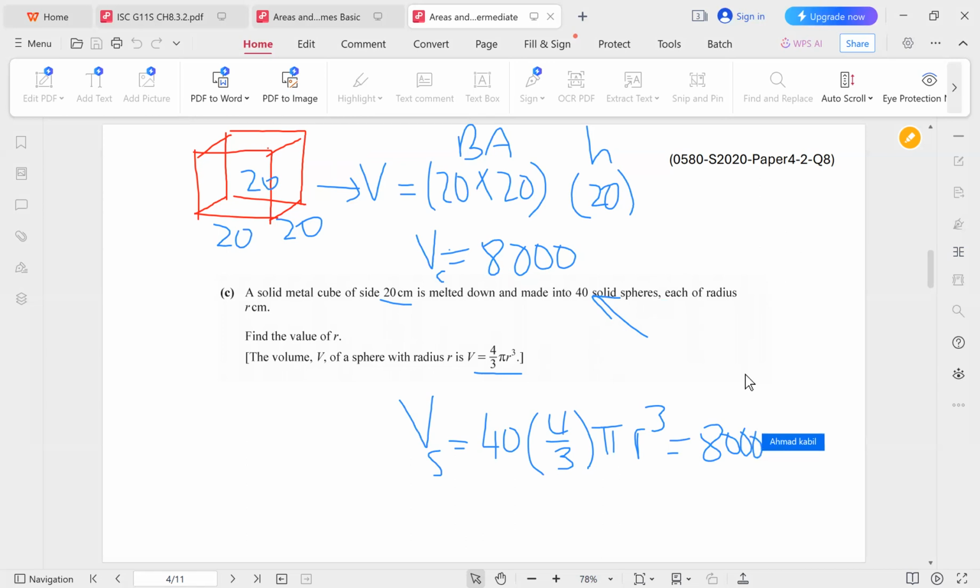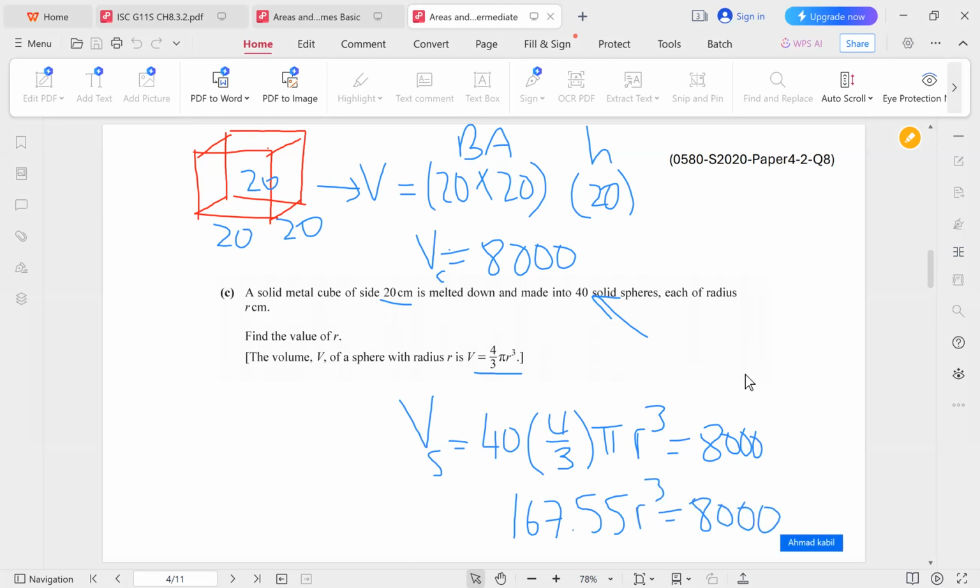We are required to find the value of r. So let's simplify this a little bit. I'm going to multiply 40 times 4/3. And then I'm going to multiply this answer by pi. And this gives me 167.55 r cubed equals 8,000.